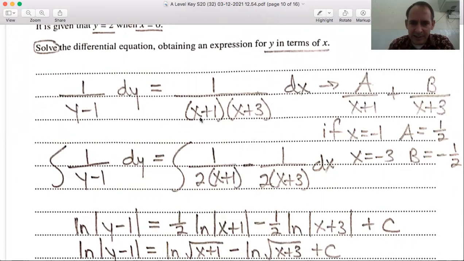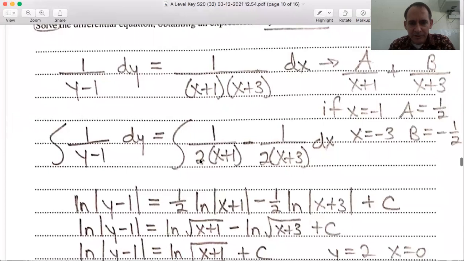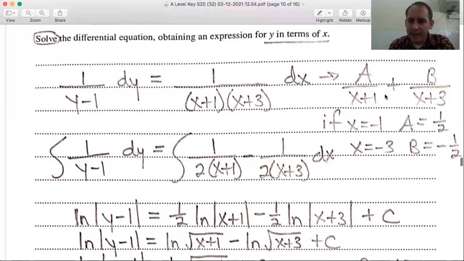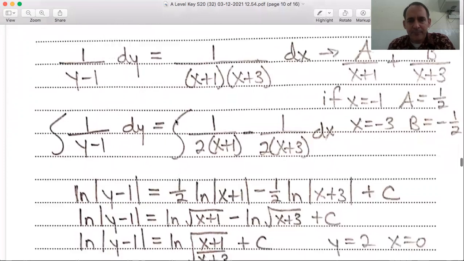When you plug in a negative 3, you get a negative 2 on the bottom, so it's a negative 1/2. So here's positive 1/2 for your a. Here's negative 1/2 for your b, corresponding with these denominators. And now we can integrate that.